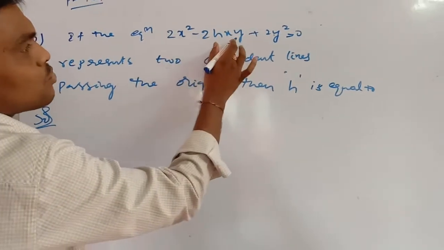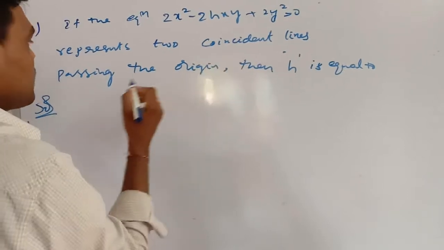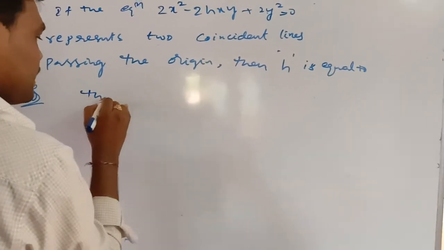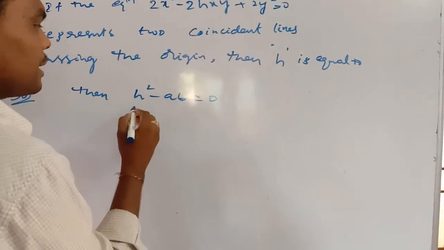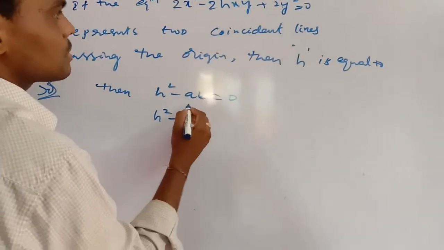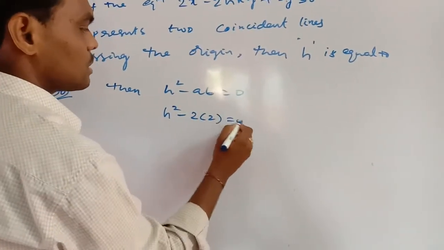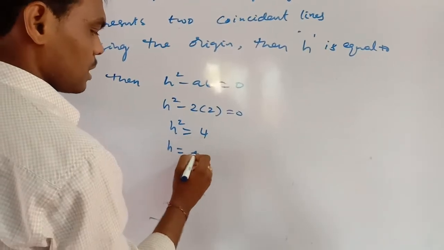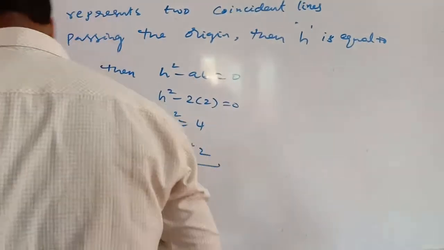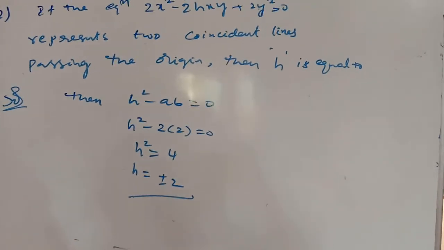Now here, the equation 2x square minus 2hxy plus 2y square is equal to 0 represents two coincident lines passing through the origin. Then h square minus ab is equal to 0. Here a is 2, b is 2, so h square minus 4 is equal to 0. This gives h square is equal to 4, h is equal to plus or minus 2. Now see the options.